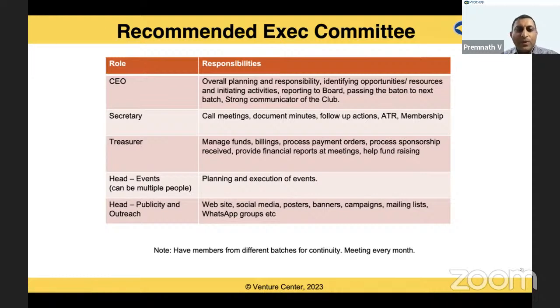And then, of course, people who can be running events or publicity and outreach. And you can have multiple people depending upon the size of your operations and how many people you want to involve. It's a good idea to involve more people in the executive team as required, because people then get more deeply engaged and contribute to the activities over a period of time. So planning of events is one, but the other is also media, social media, posters, banners, campaigns, mailing lists, WhatsApp groups. All of this will come under the publicity and outreach activities.